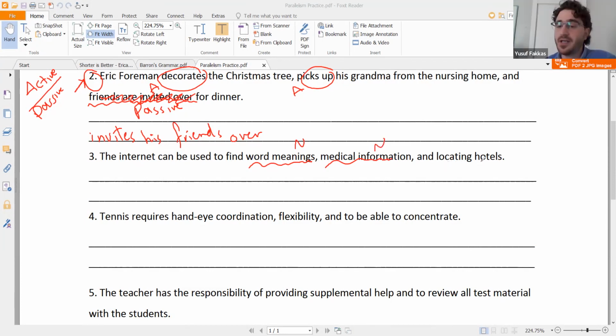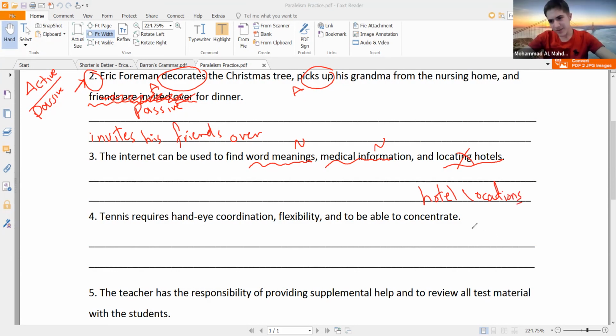So what's wrong here is this, because it's a gerund phrase, right? Now, how can we make this a noun phrase? Hotel location. Make it plural? Hotel locations. All right. So now we have word meanings, medical information, and hotel locations. All 3 phrases are now noun phrases.